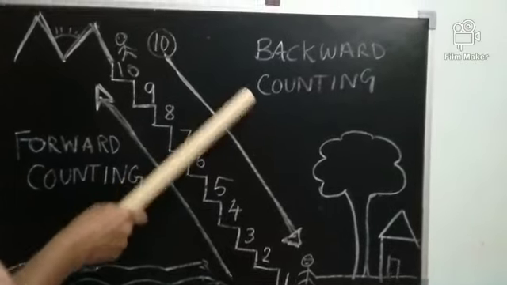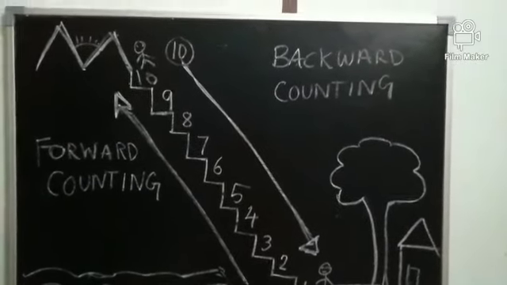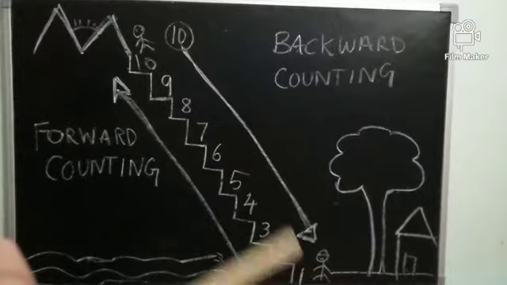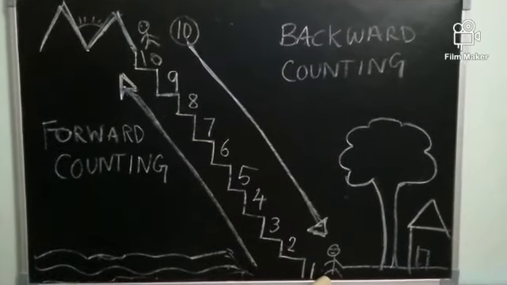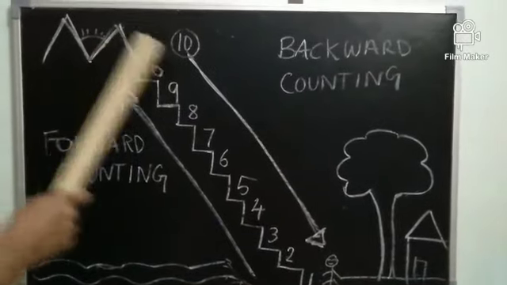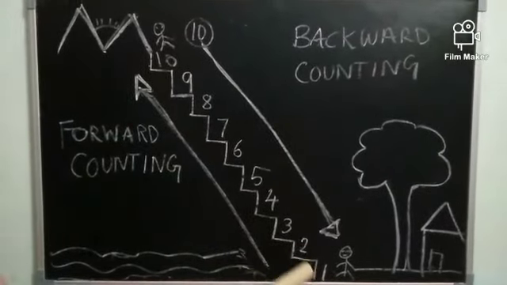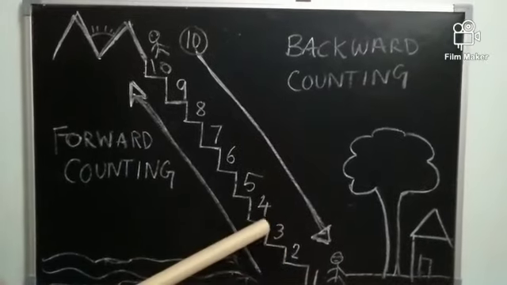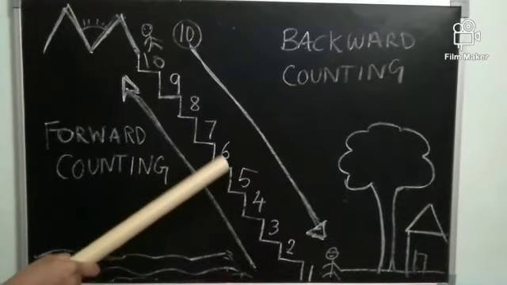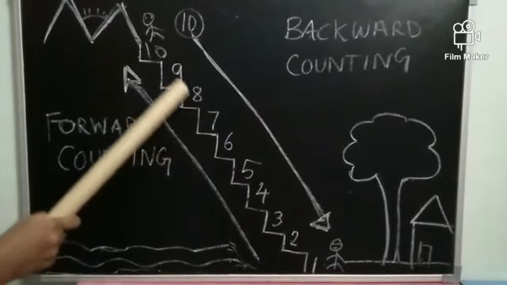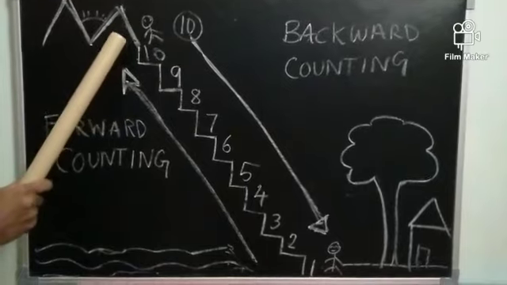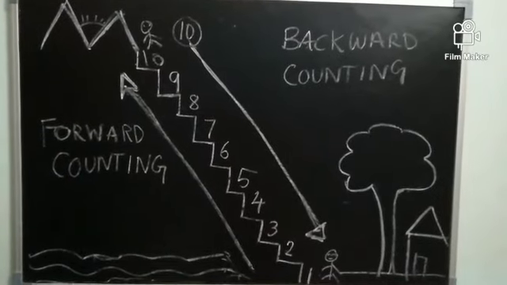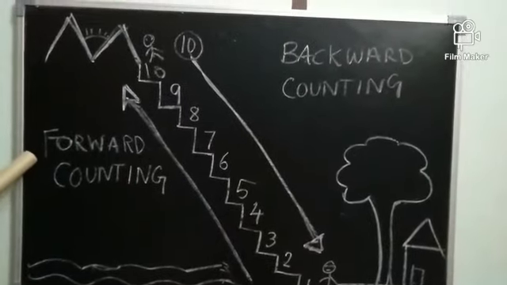Backward counting. One boy, his name is Rajan. He is 10 years old. His house is nearby the hill. Every day he used to go to the hill. So today he is going to the hill by counting steps. Step 1, step 2, step 3, step 4, step 5, step 6, step 7, step 8, step 9, step 10. Only 10 steps from down to up to reach the mountain. He counted, that is called forward counting.